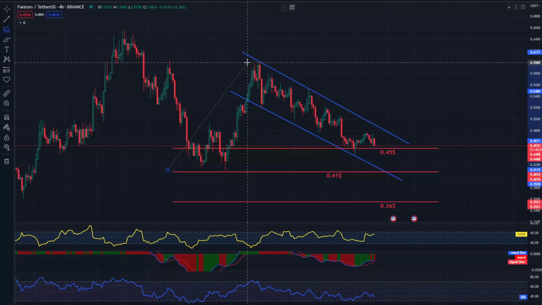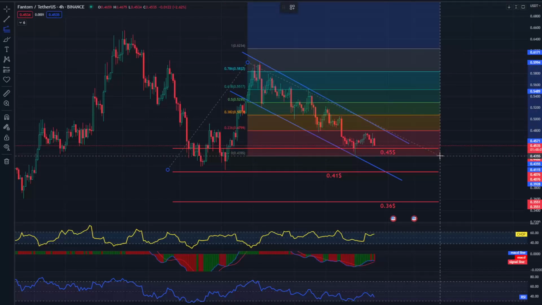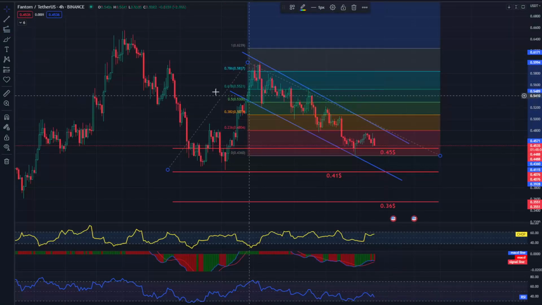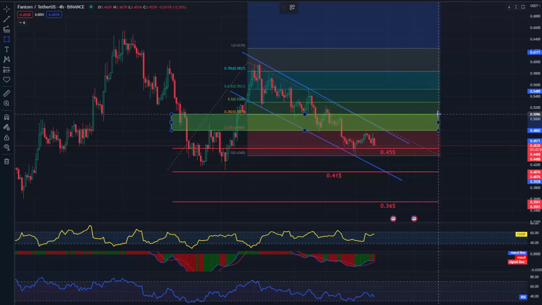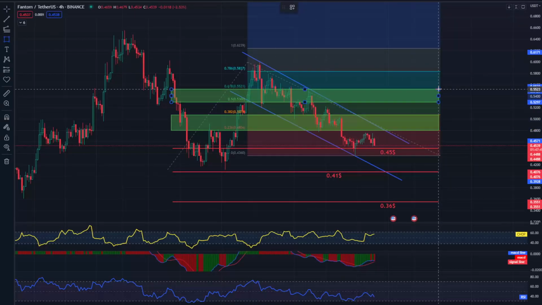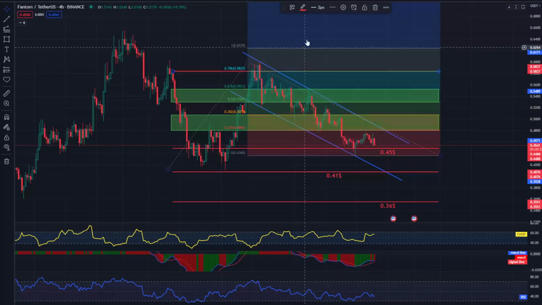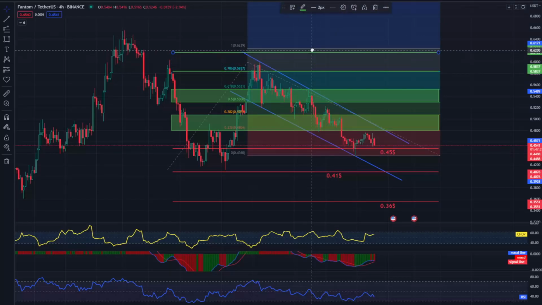Looking the other way, we see that the price cannot break the first resistance zone from 48 cents to 50 cents. However, if it can get out of the downward channel and pierce the resistance zone, the next zone is from 53 cents to 55 cents. When the price overcomes it, the third resistance is at 58 cents and the fourth at 62 cents.